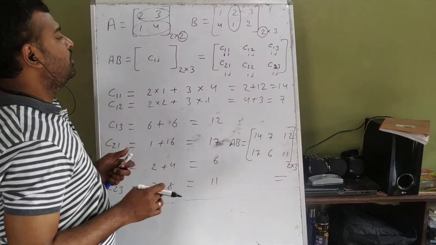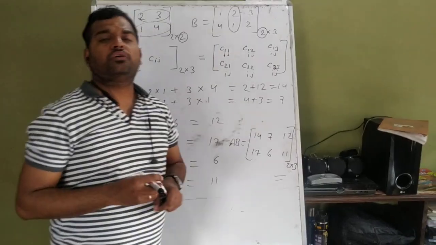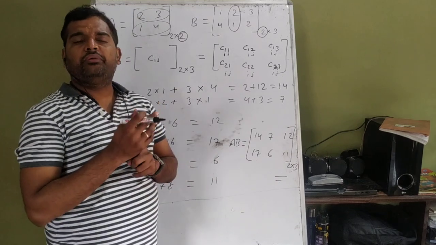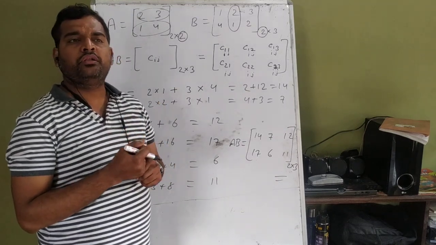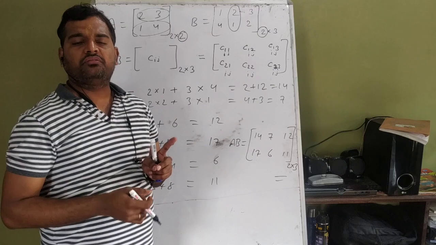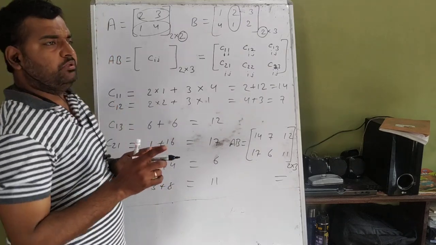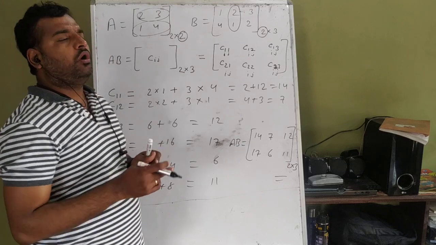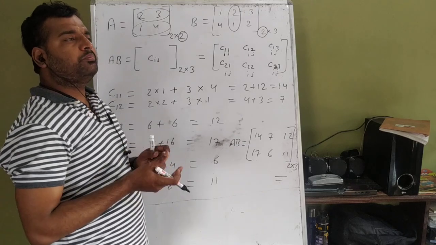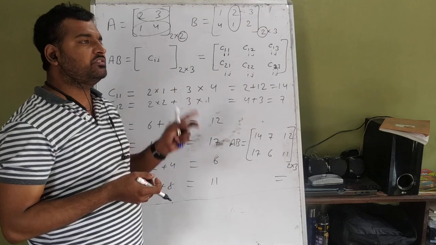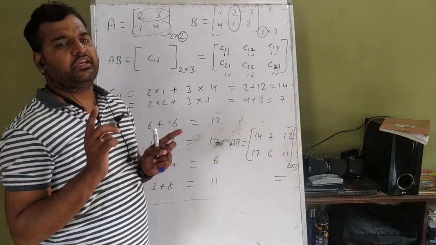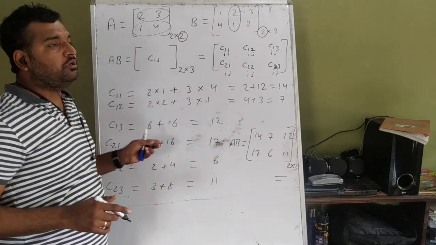Clear to everyone? Again I am repeating here the product of the two matrices. The product of the two matrices is possible only if the column of the first matrix is equal to the row of the second matrix. Then the product AB will be possible. And what will be the order of the product? The order of the product will be given by the row of the first matrix to the column of the second matrix.